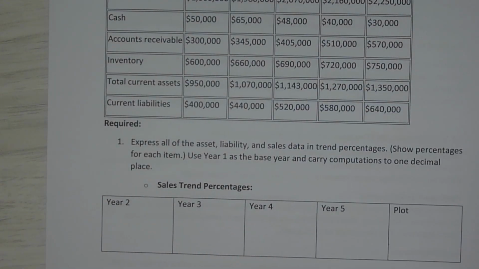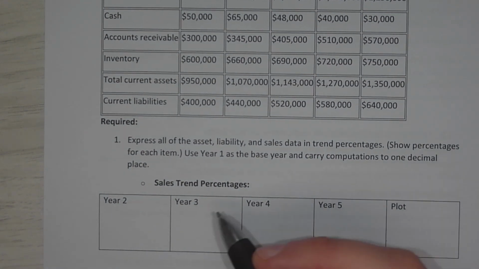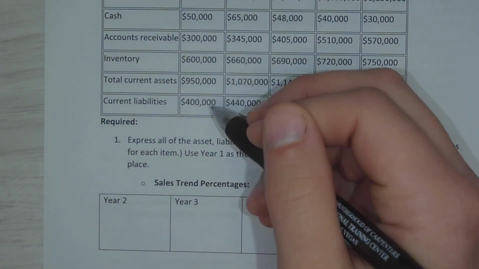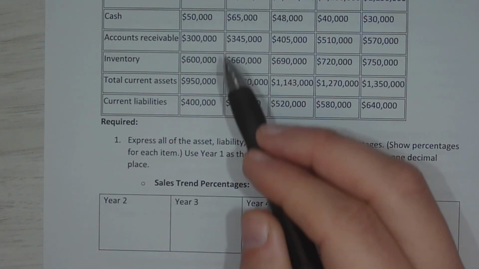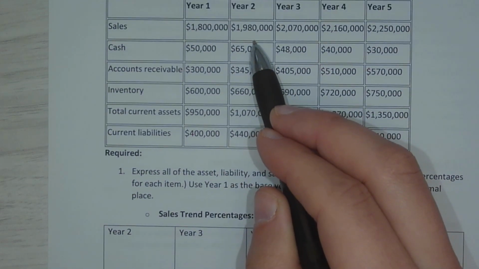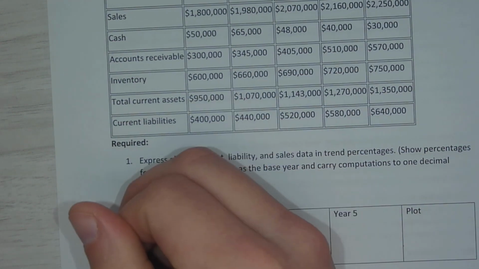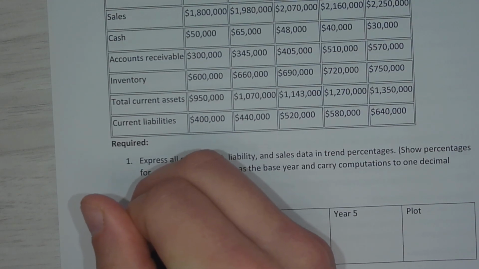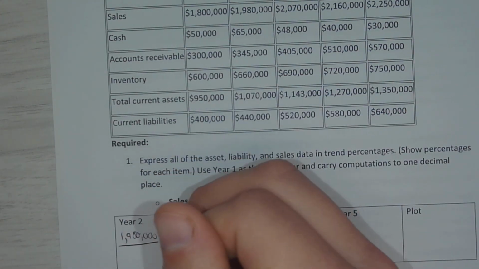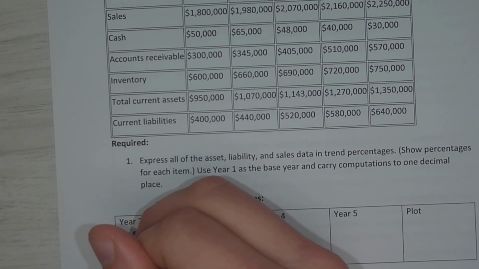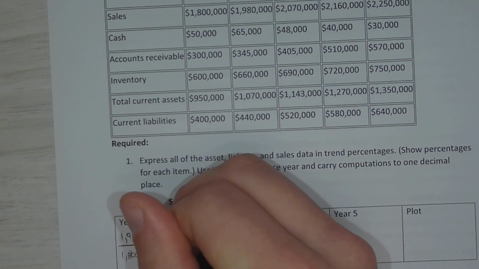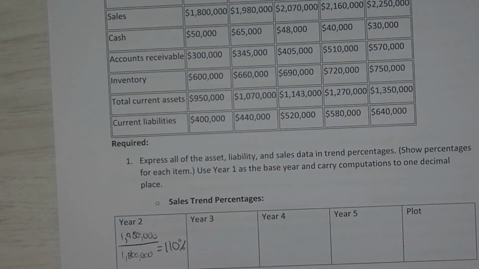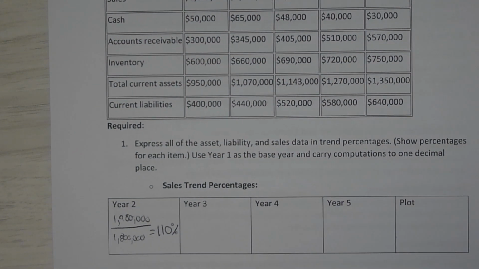So what we need to do is determine the trend. So how has the growth been from our base year, which is year 1, forward? So what we can do is take our year 2 sales. This is the sales trend percentage. Take our year 2 sales and divide it by our base year, our year 1. And we get a 110% increase from year 2 over year 1. We continue through, always using year 1 as the base year.